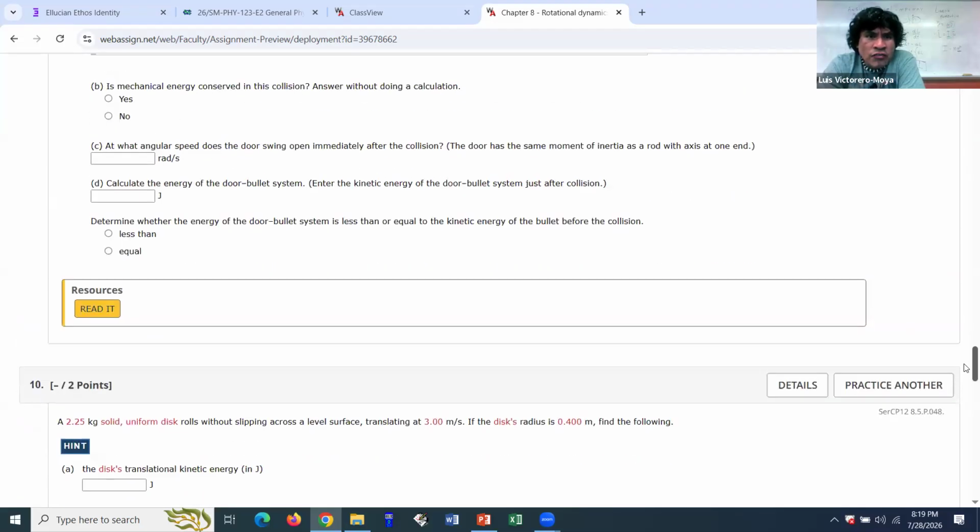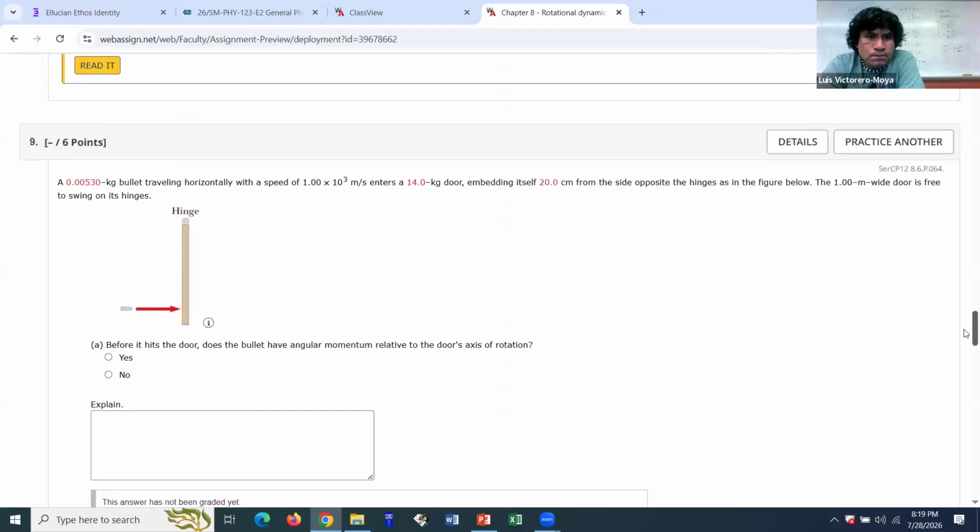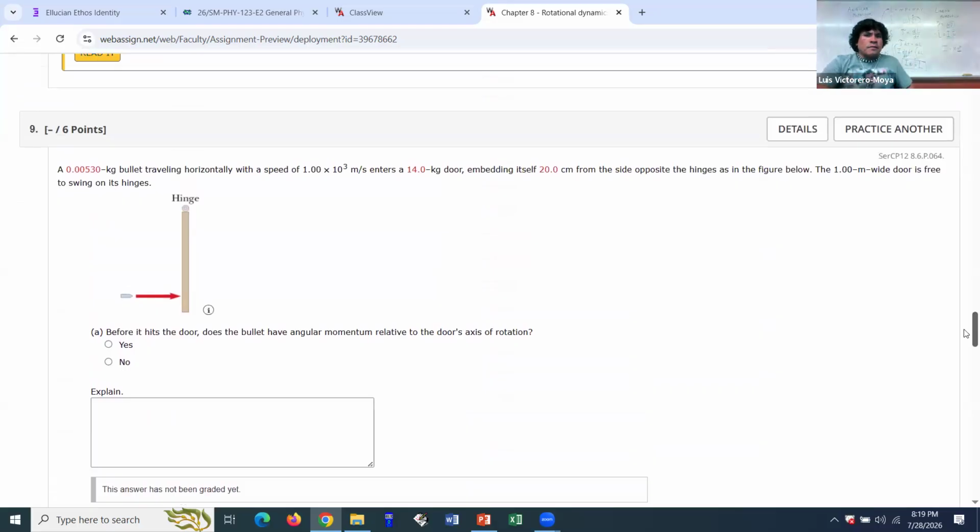Calculate the energy after and before, right? To show that they don't conserve. All right, so let's do it. Okay, you have the question there. I'm gonna draw it here. And let's see how you will do a question like that.